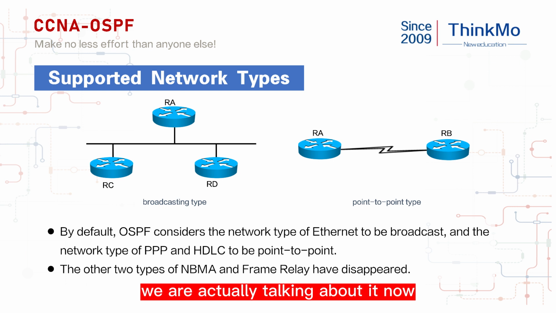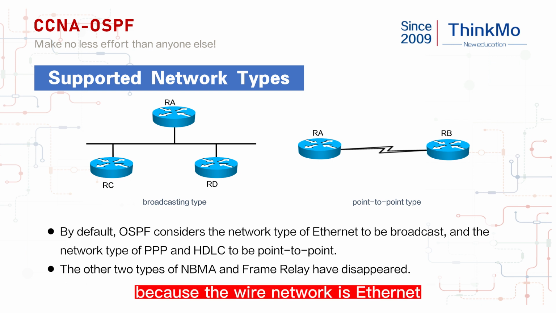We actually focus on two of them. The most important thing is the broadcast type, because the wired network is Ethernet.